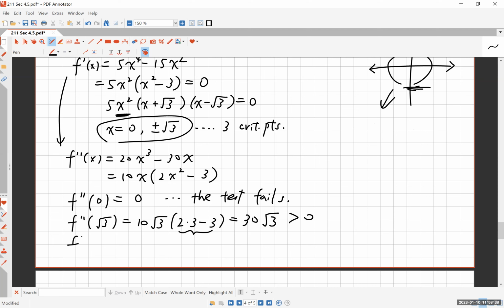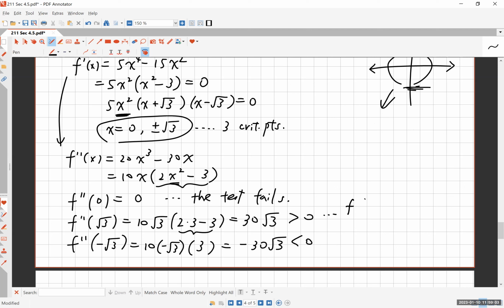That's positive. What happens if you plug in negative square root of 3? Well, that's 10 times negative square root of 3 times 6 again, because this part is independent of whether the radical is positive or negative, because you have squared. So it's 6 minus 3, sorry, that's 3. So that's negative 30 square root of 3, which is a negative number.